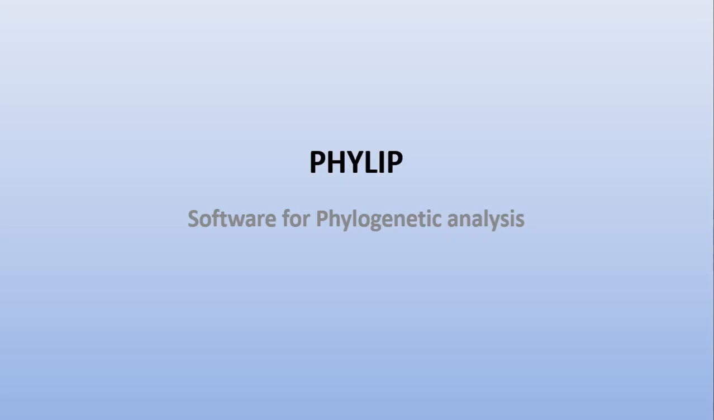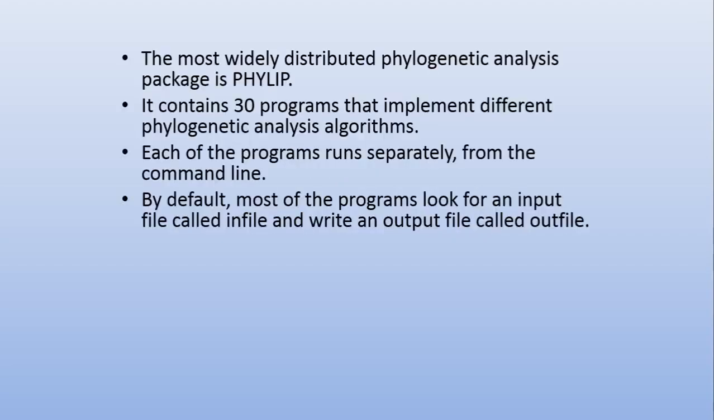So now let us talk about this simple package called PHYLIP. PHYLIP is a very popular software that is used for generating phylogenetic trees. PHYLIP is a package, or you can say software, for phylogenetic analysis, and since it is a package, it is composed of multiple programs. This is the most widely distributed phylogenetic analysis package. Since it is a package, it contains a set of 30 programs that can implement different phylogenetic analysis algorithms.